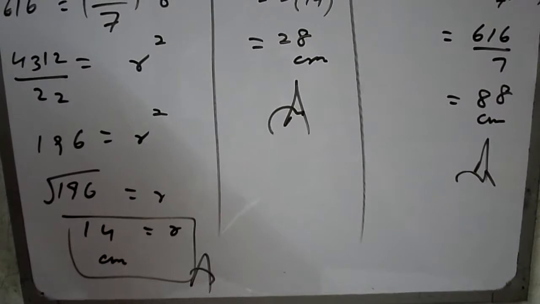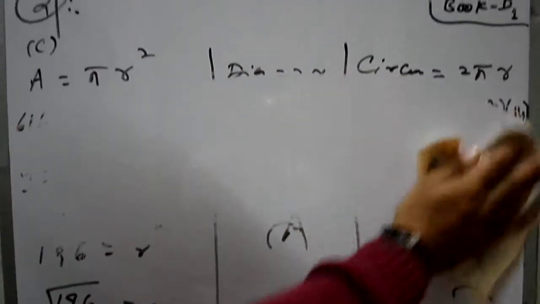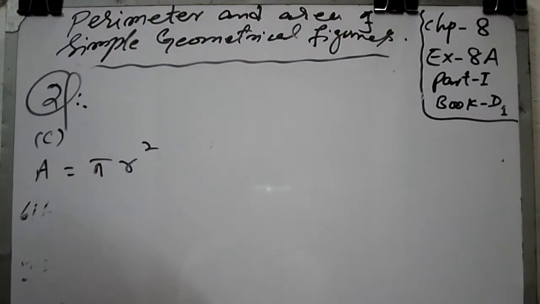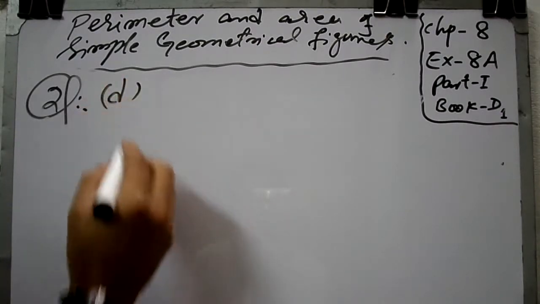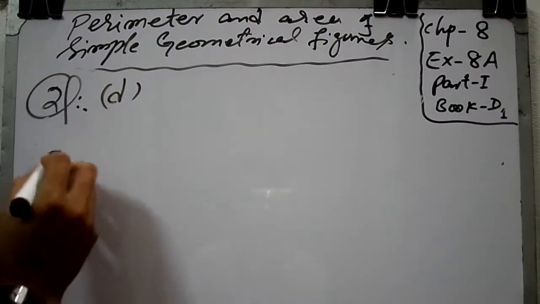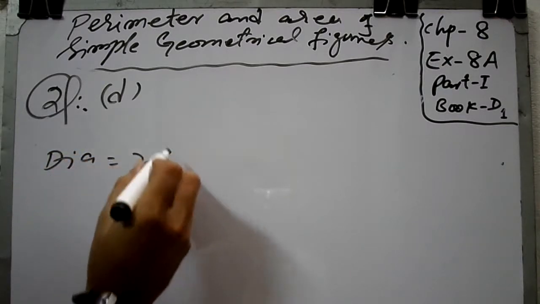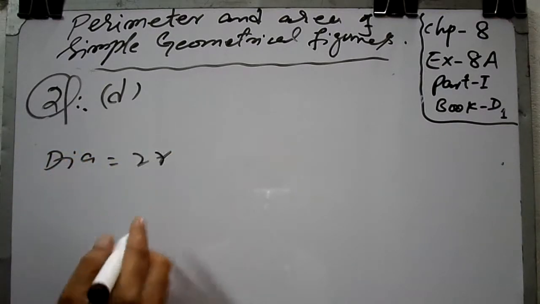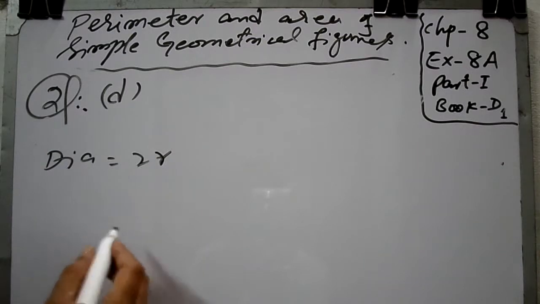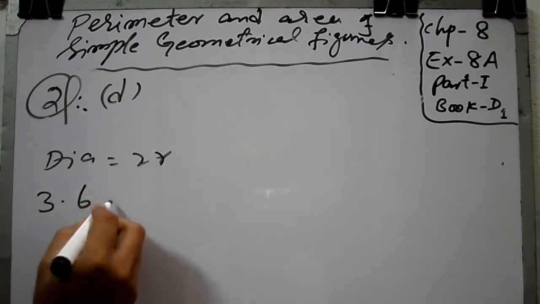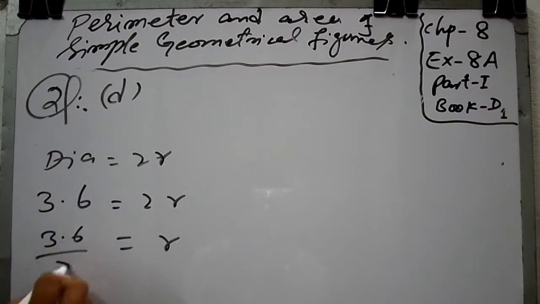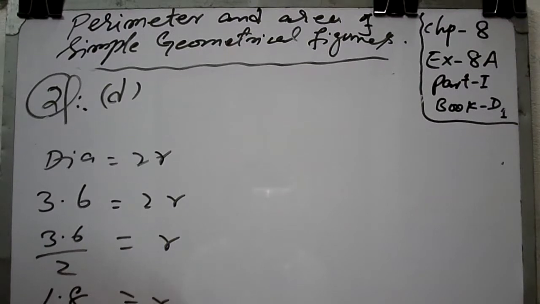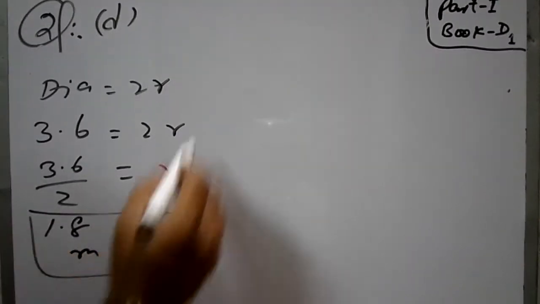Now coming to the D part. In D part, now diameter is equal to 2r, and you have been given the dia. Now dia is 3.6 from the table, and 2r. You have to find the r. Dia divided by 2, you will get the value of r, that is 1.8 meter. So that is your result in first step.